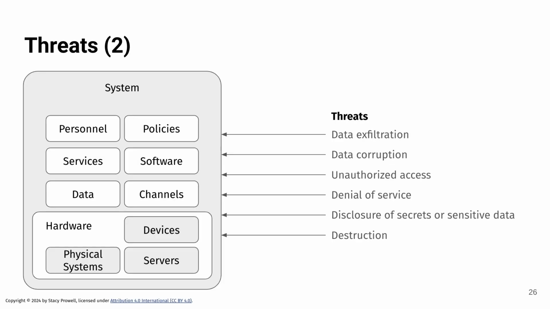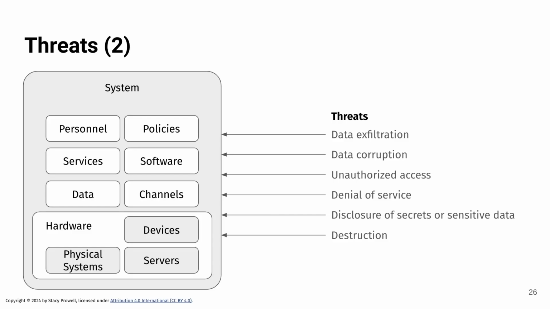So let's think about threats in terms of the system, right? The system consists of lots of stuff. There's hardware, there are physical systems, right? Servers in a rack, sensors out in the field, actuators that control motors or control floodgates or whatever. There are devices, there are servers, all that makes up the hardware.